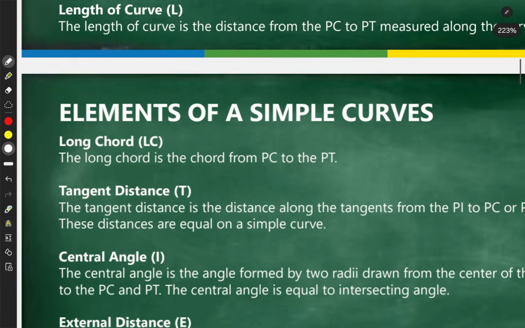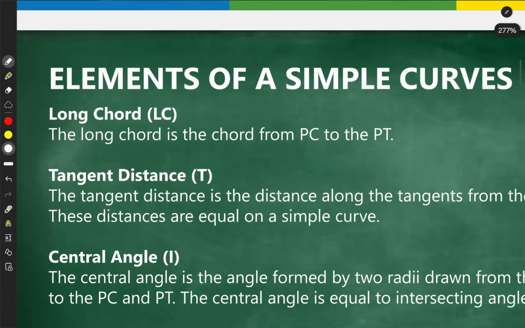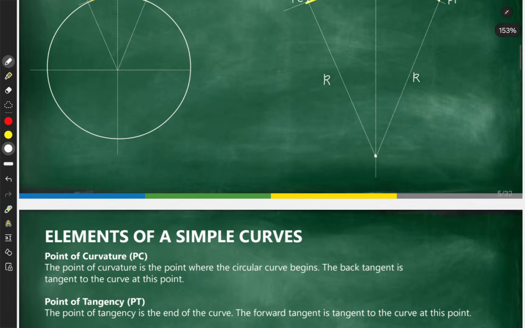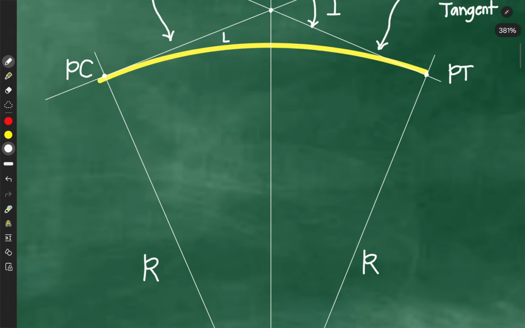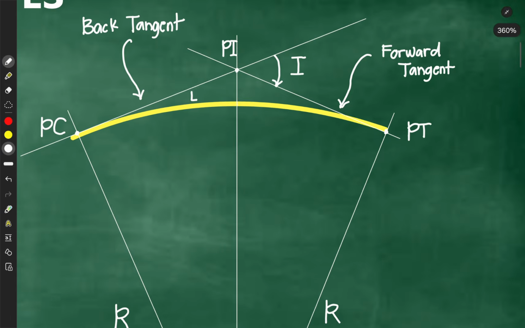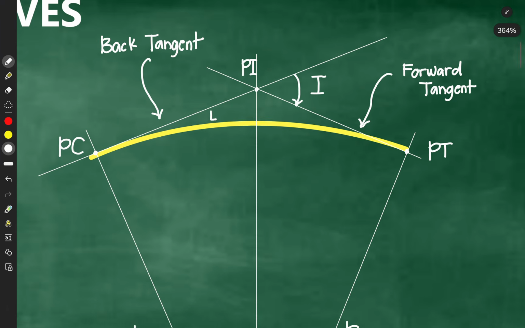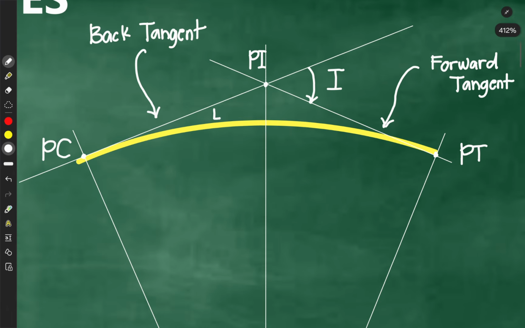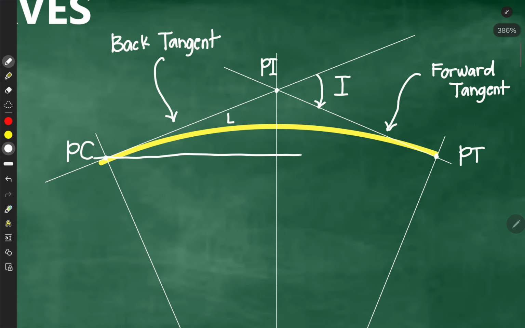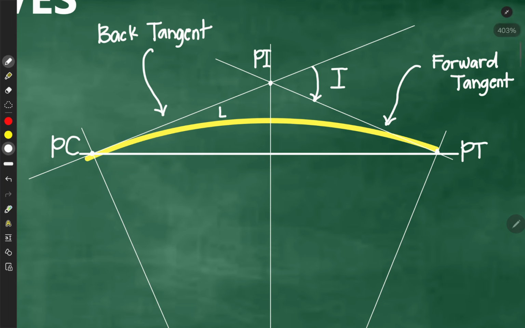Next, we also have this long chord. Ito na yung sinasabi ko. The long chord is the chord from the PC to the PT. If we are going to recall what is a chord, it is a line wherein it crosses the circle at exactly 2 points. So if this is part of a circle, long chord is where it intersects the PC and PT. So this is what we call our long chord. This is our L.